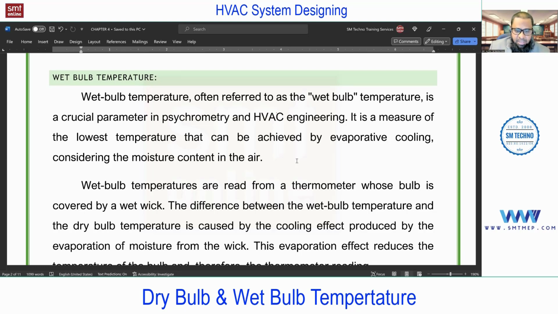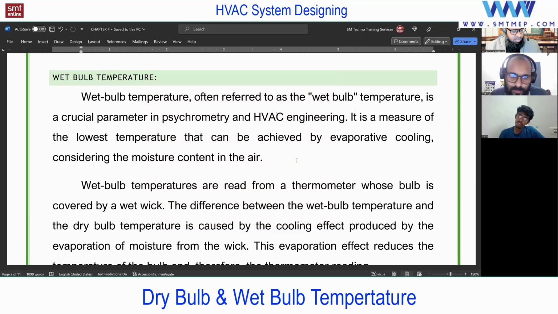But remember, this is not like a dry bulb temperature. Dry bulb temperature is a direct temperature of air, but wet bulb temperature is not a direct temperature of air. It's a temperature taken by a thermometer with wet cotton on that bulb, and we are supplying air with a velocity of approximately 3 to 5 meters per second. So what will happen? Assume again that this is the thermometer, and assume that this is a wet cotton or a wet cloth.